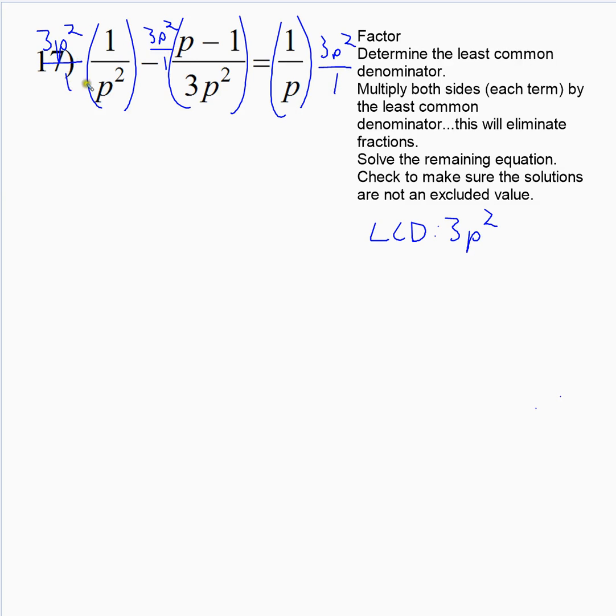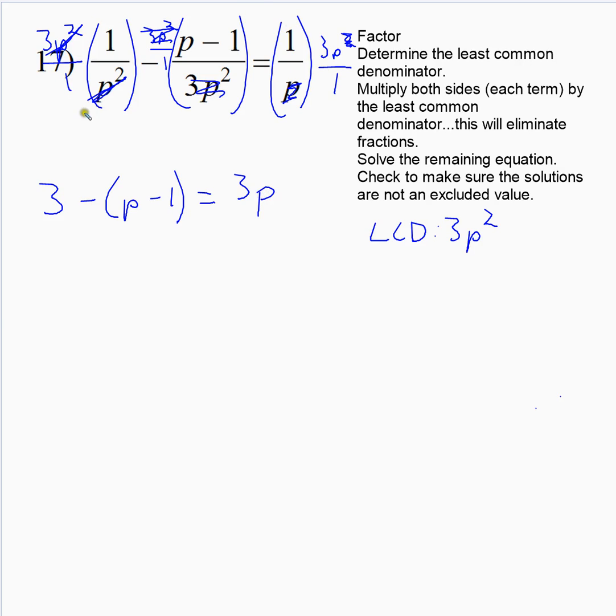So in this first term, the p squared simplifies with the p squared, and we're simply left with a 3. The next one, the 3p squared actually simplifies with the entire 3p squared. And realize we have a minus sign here, so minus (p minus 1). There's those parentheses again because that negative is going to get distributed. Equals, this p simplifies with one of these, so we have a 3p. And now we have a nice simple equation to solve.